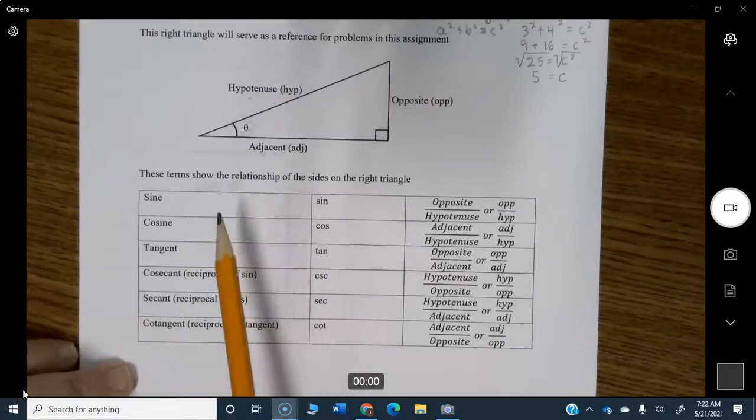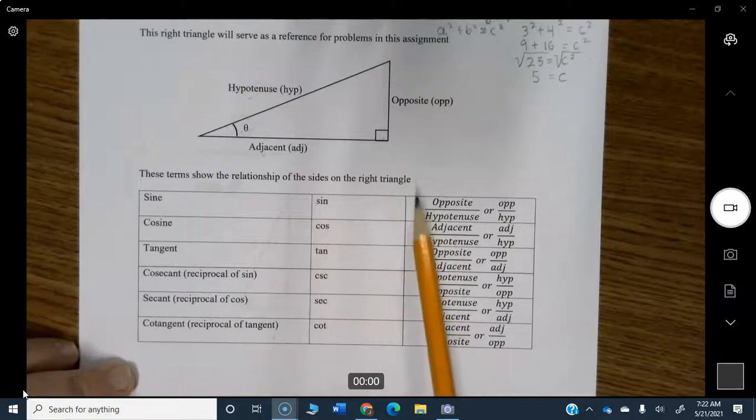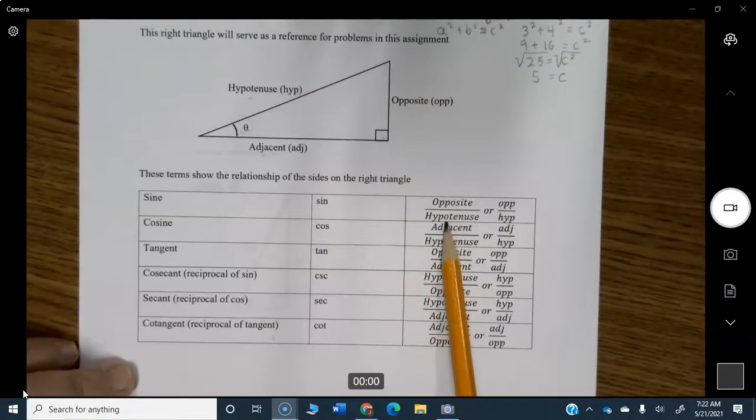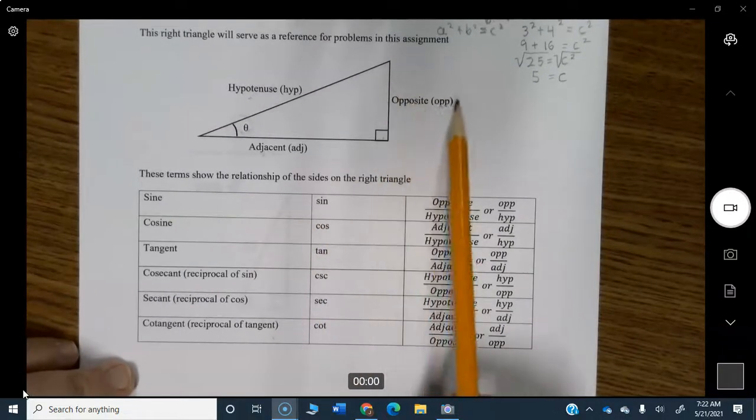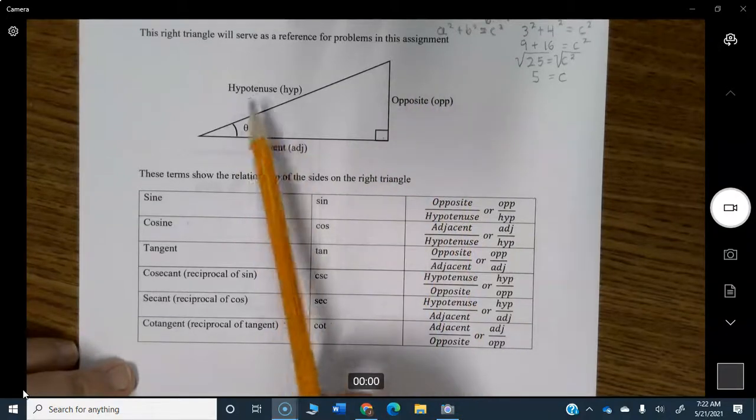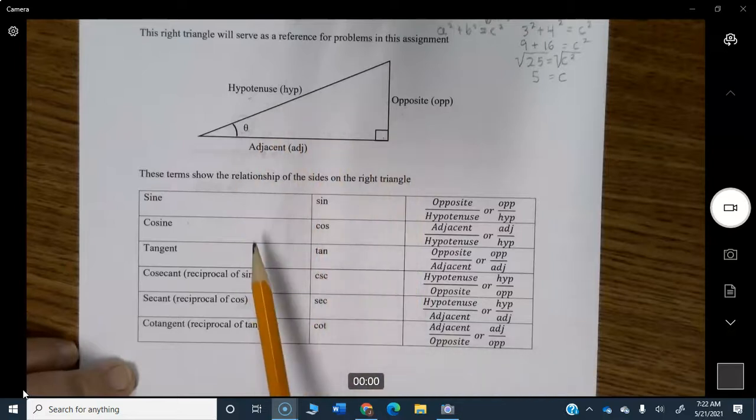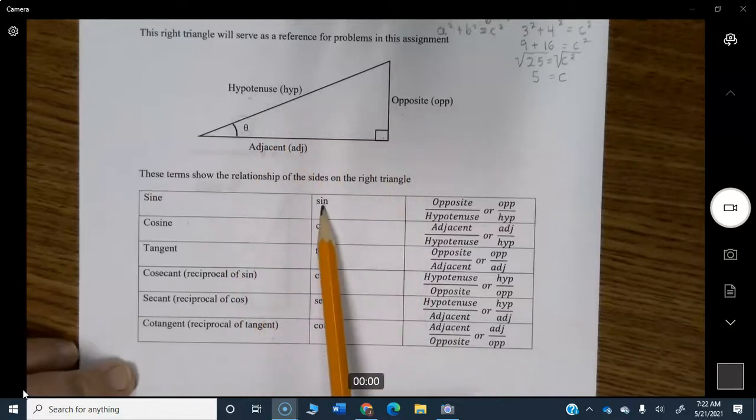So what is the sine of an angle? It's simply a ratio of two of the sides. It's the opposite over the hypotenuse. So if we know what the length of this opposite side is, and we know the length of the hypotenuse, then if we put the opposite over the hypotenuse, that's going to give us something called the sine. It's abbreviated SIN, but you still say sine. Okay? So that would be the sine.